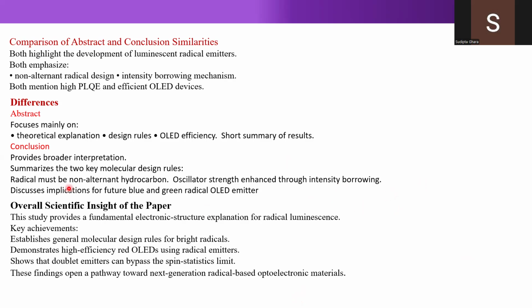So the overall scientific insight of this paper is that the study provides a fundamental electronic structure explanation for radical luminescence. The key achievement is establishing a molecular design rule for bright radicals. They demonstrate a high-efficiency red OLED using the radical emitter, so that the doublet emitter can bypass the spin statistics limit.